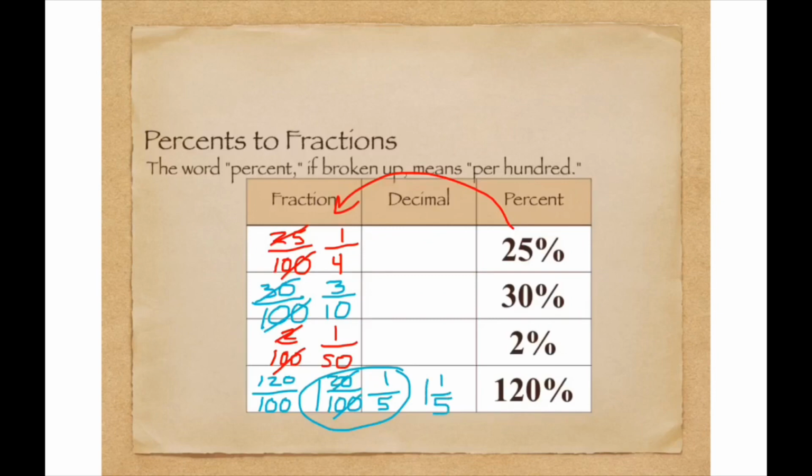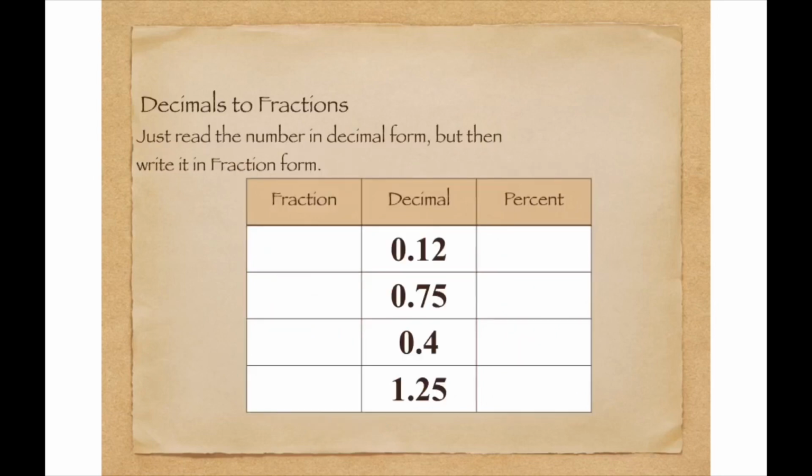So you should have gotten 1 1/5 for 120%. I know I kind of threw that at you. Okay, next. Decimals to fractions. Just read the number in decimal form, but then write it in fraction form. So this takes kind of a different skill.